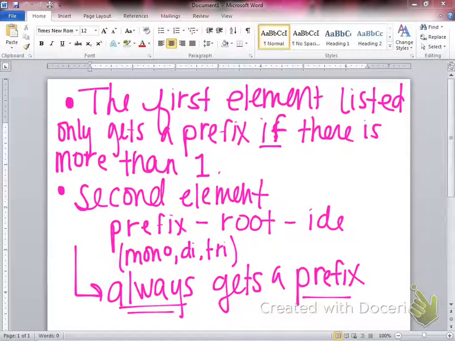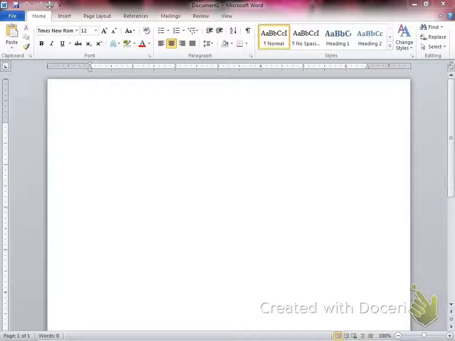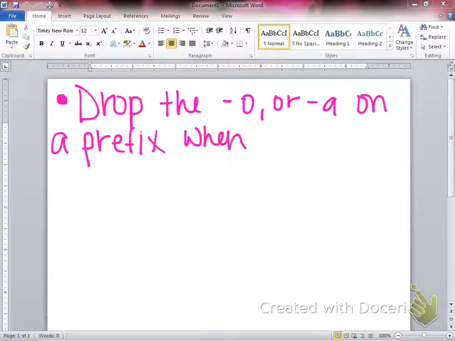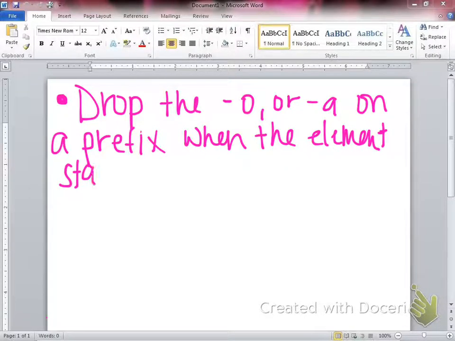All right, and our last rule here is kind of just a grammatical rule, I guess. When we have an element that begins with a vowel, we're going to drop the O or the A in our prefix if the element starts with a vowel. Okay, so let me write that out and then we'll look at some examples. So we're going to drop the O or A on a prefix when the element starts with a vowel.